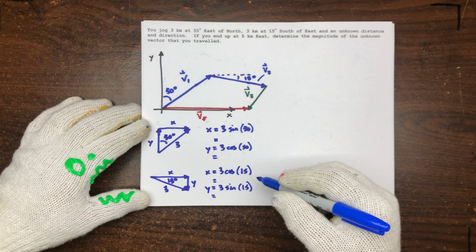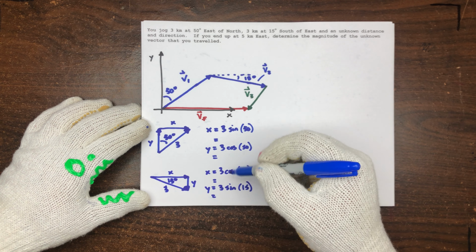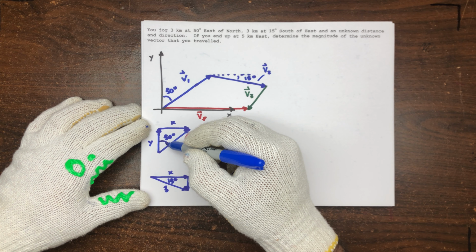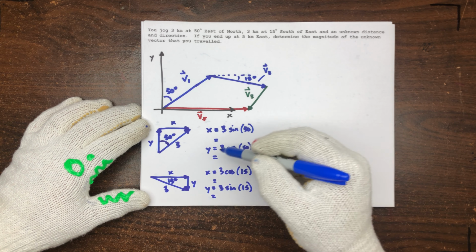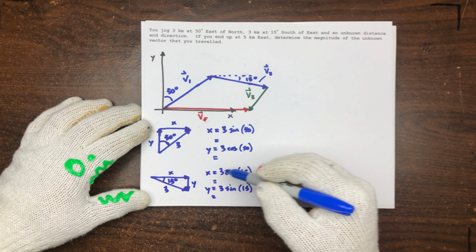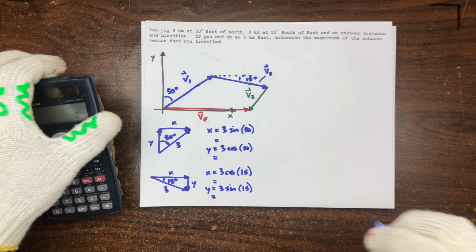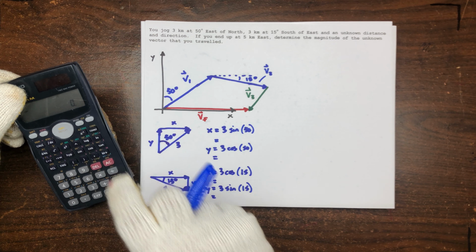Some people like to associate x with cosine and y with sine, but you can see here that it depends on where the angle is referenced to. If it's referenced from the y, then it's actually opposite. X is with sine and y is with cosine. And if it's referenced from the x-axis, then it's like that. So it's not a good idea to memorize that. I always memorize that sine is opposite and cosine is the adjacent.